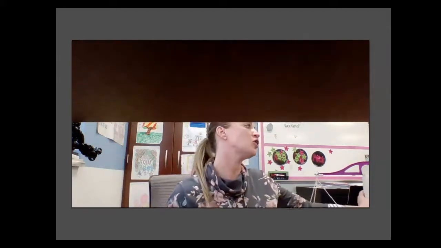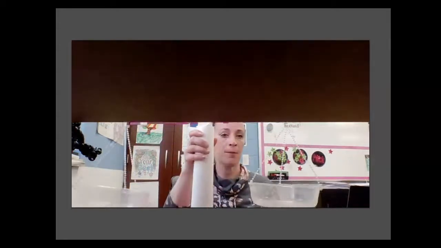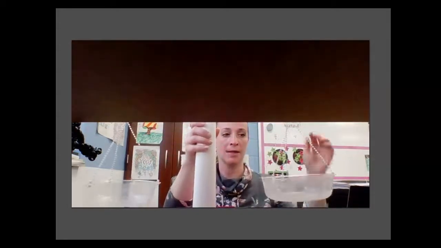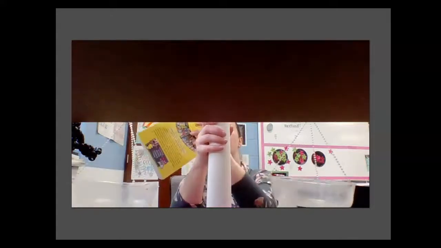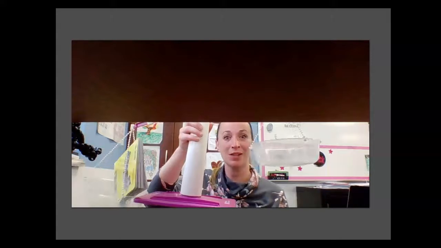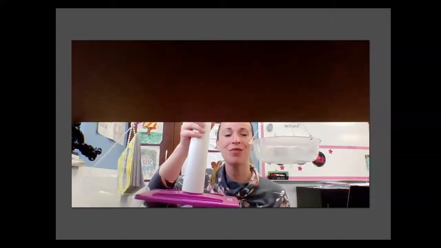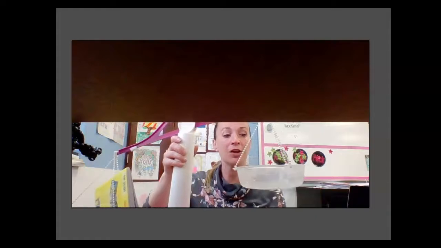A kilogram is a longer word than gram. Therefore, a kilogram weighs more. If I showed you on my pan balance, here's my pan balance. If I put the paper clip on one side and I put my book on the other side, notice how my book is way heavier than the paper clip. That's because a kilogram, the book, is heavier than a gram, a paper clip.